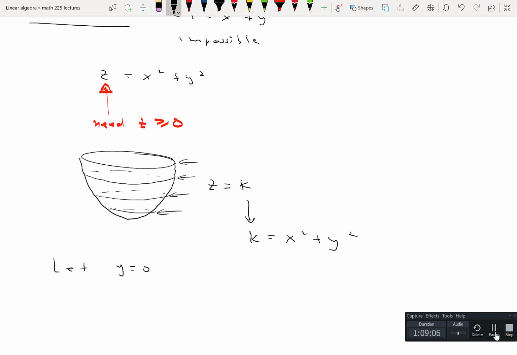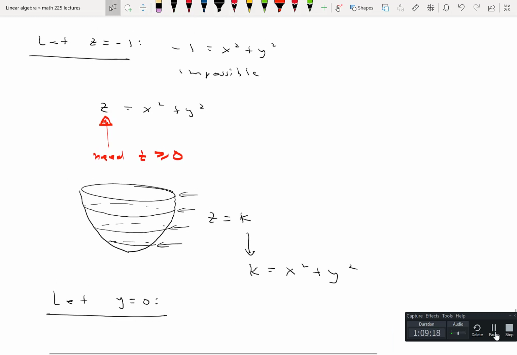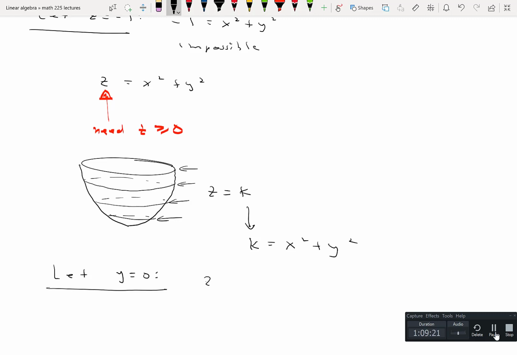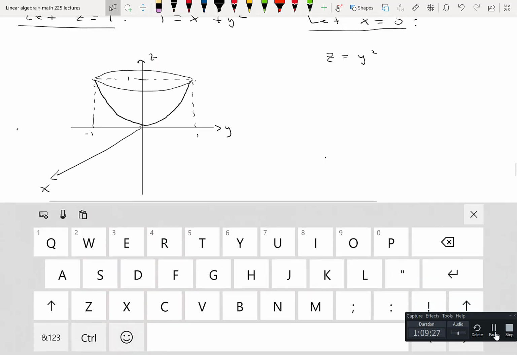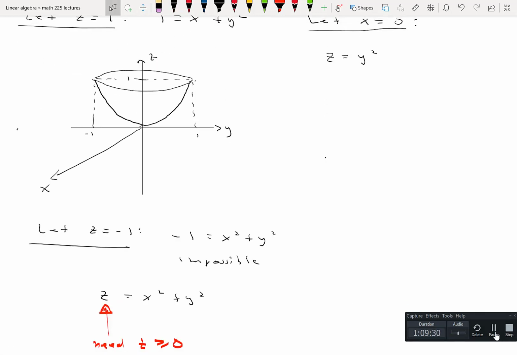y equal 0. See what's going on in the xz plane. This is a trace of the surface in the xz plane. Let y equal 0. If you let y equal 0, you get z equals x squared. Go back to our surface. Get rid of that. Go back to our surface. In the XZ plane, I'll put it in blue. That is a parabola, z equals x squared. Kind of ugly, but in my drawing. Okay.